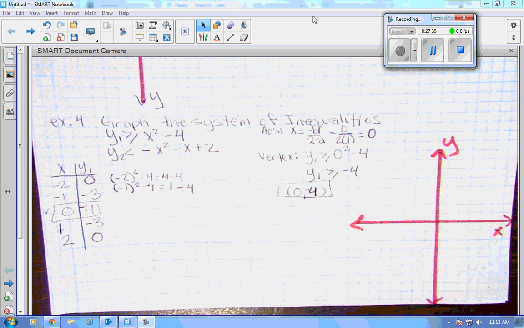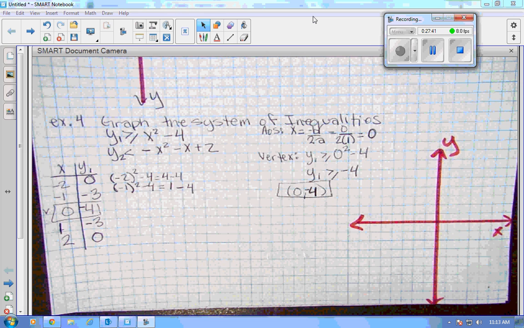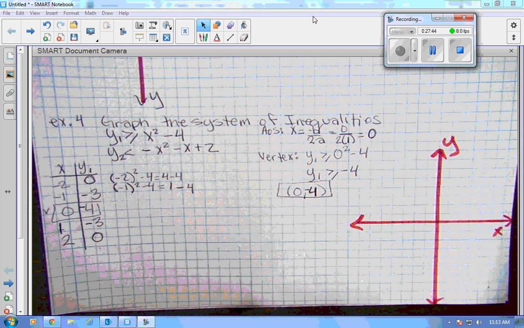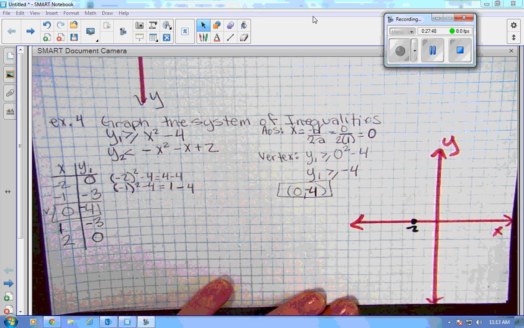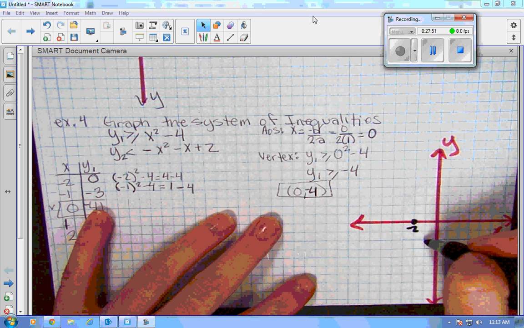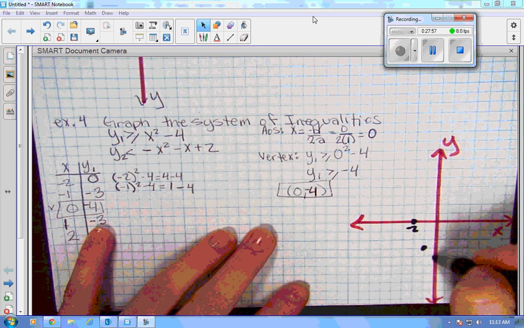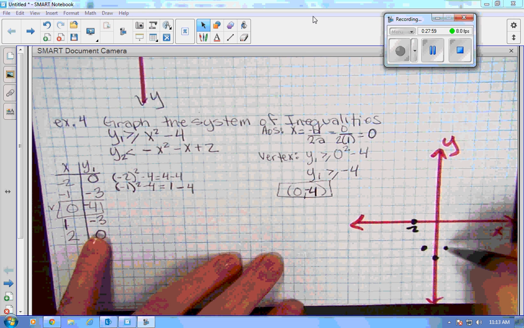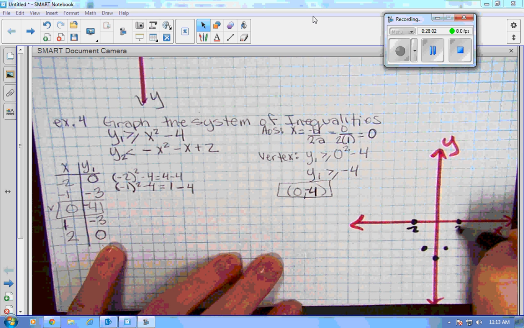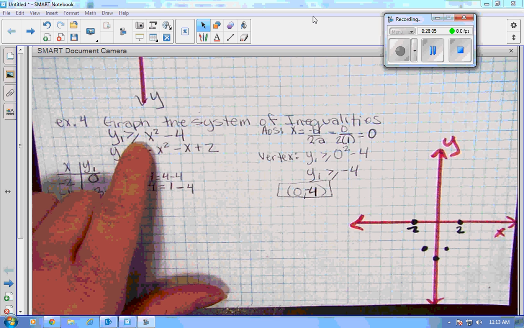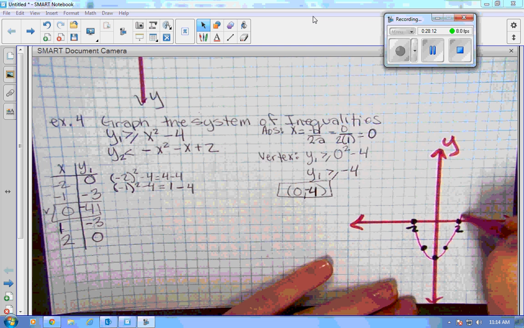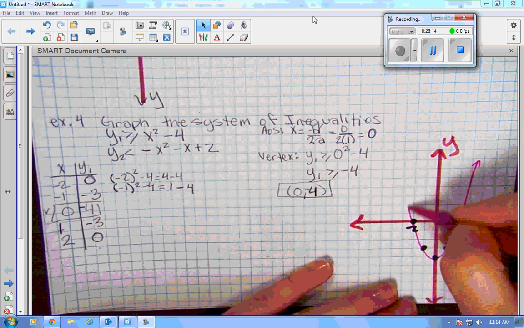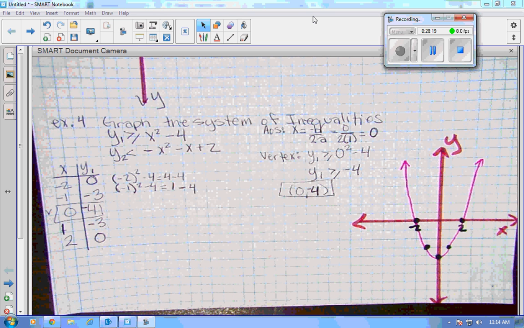So let's plot the points for y1. Negative 2, 0 is right here. Negative 1, down 1, 2, 3, negative 3. 0, negative 4. 1, negative 3. You can see it coming back up. 2, 0. Now, look at the sign. Greater than or equal. So that means this should be filled in, and it is a parabola, so we're going to do a solid line. Now for this one, let's pick a test point and determine where to shade.